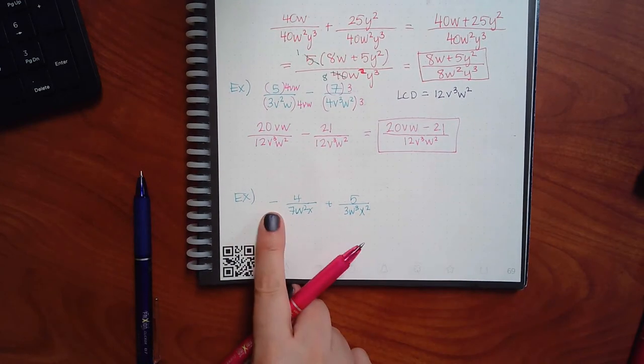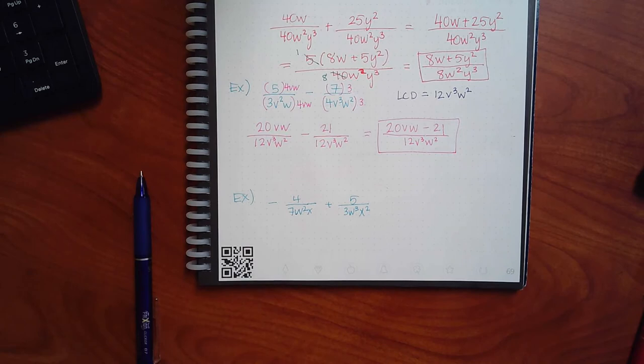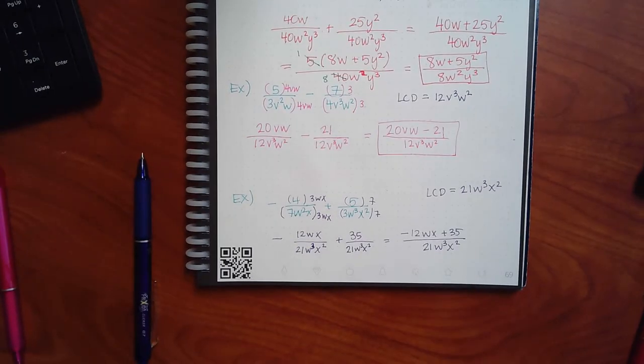And be careful, because this one's negative. Did you have 21W cubed X squared as your LCD? Yep. Okay. So then this one was missing the 3, an extra W, and an extra X. So that gave me 12WX at the top. This one was missing the 7, and that was it. So then I multiplied that at the top, got 35. Remember, this is for this numerator. And since it's only one guy, it's just negative 12WX, plus 35. Can't factor the top, so you cannot simplify that.